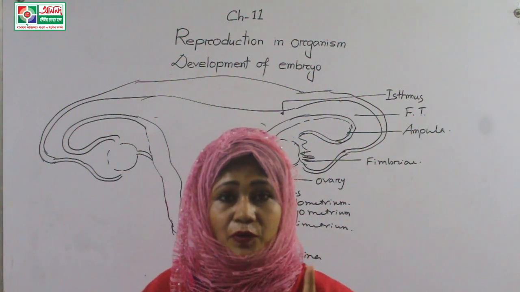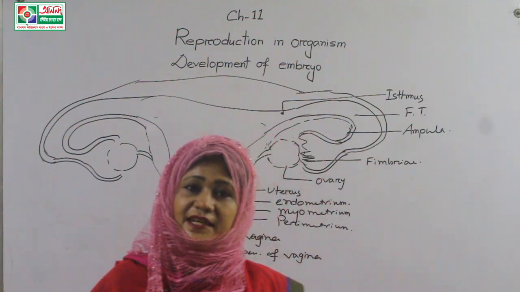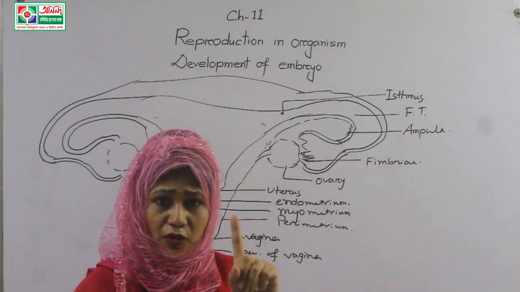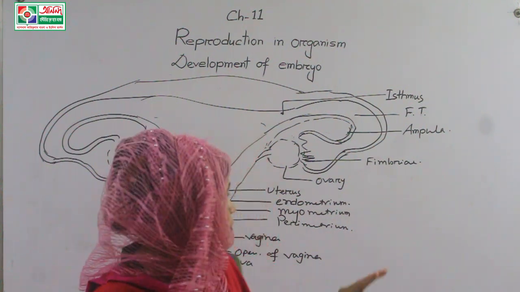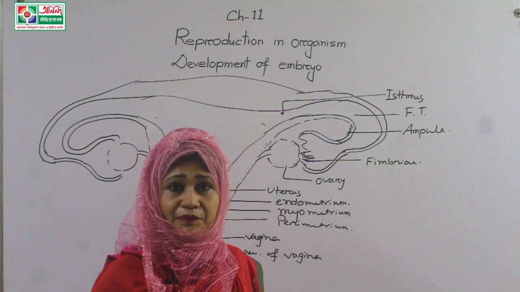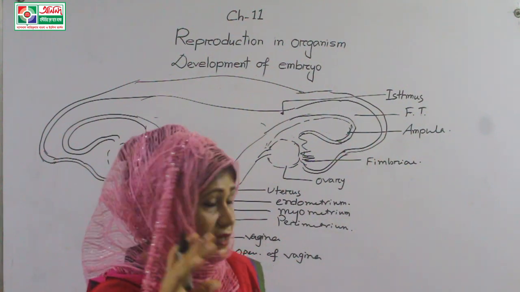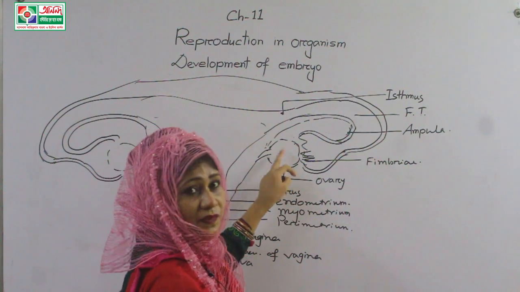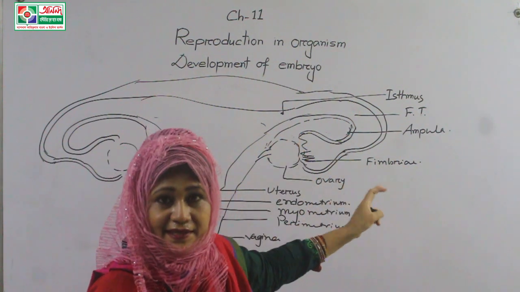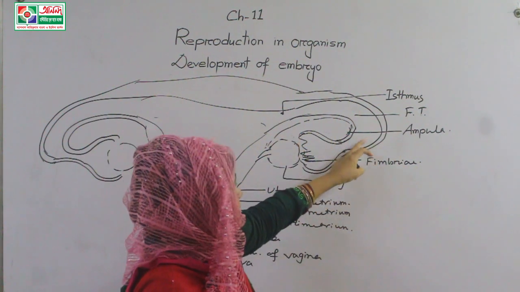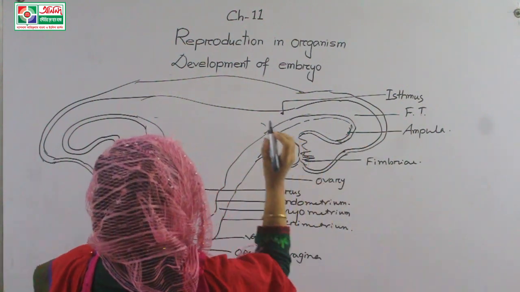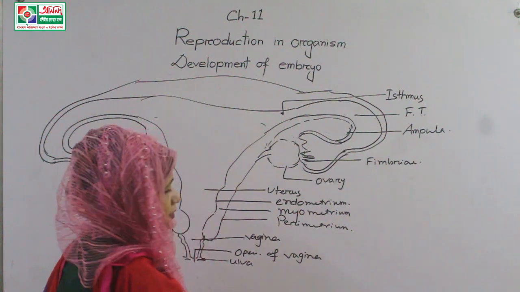And this is the proper site for fertilization. The small finger-like structures are known as the fimbriae. What is the function of the fimbriae? Fimbriae catch the secondary oocyte from the ovary and send it to the fallopian tube, right? Okay, and I have completed the full structure.